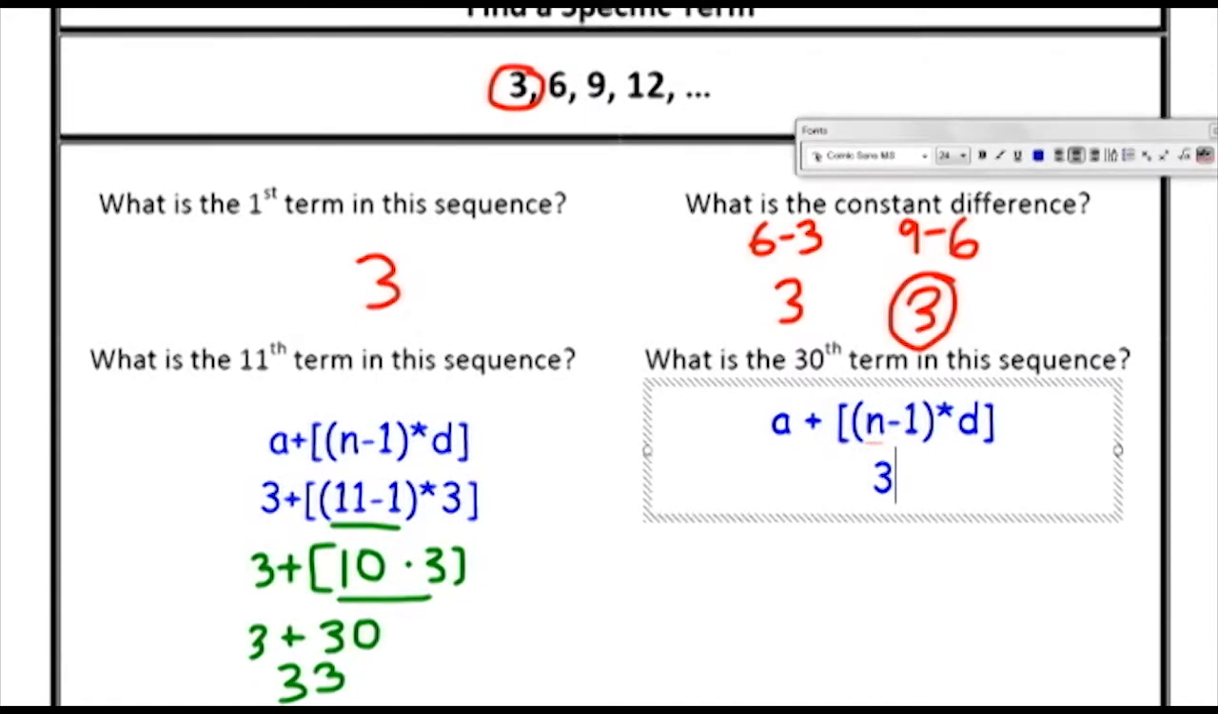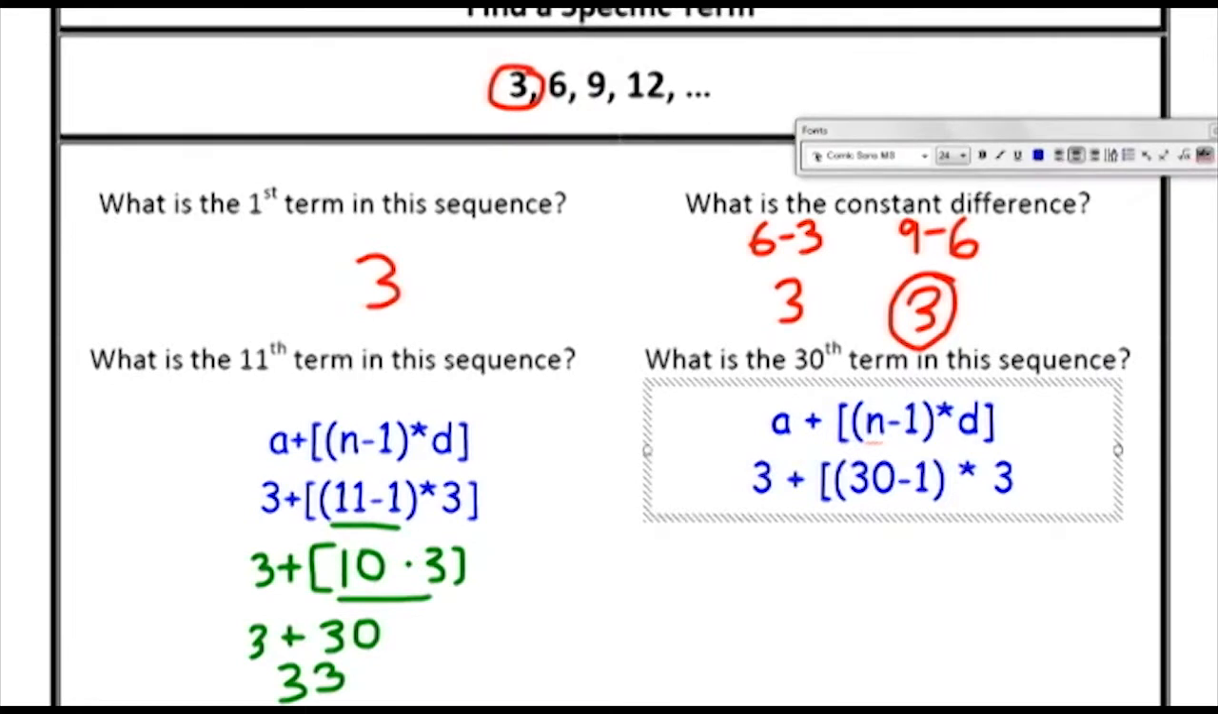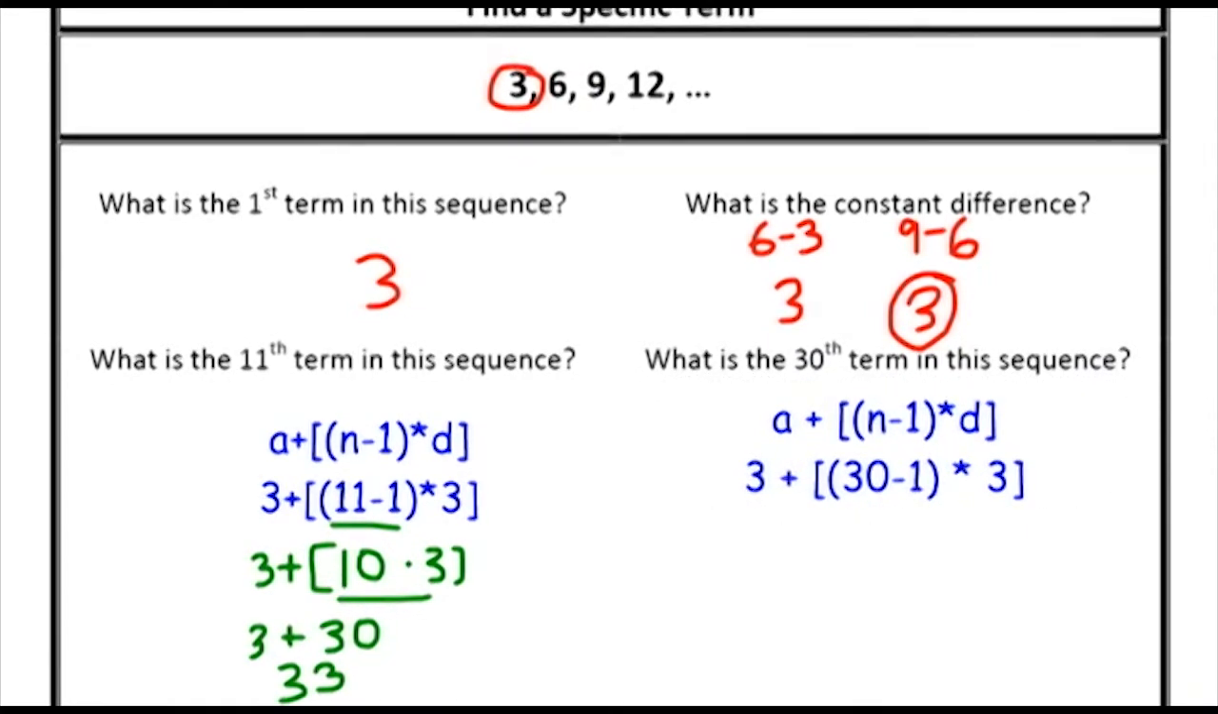3 plus, 3 being my first term in the sequence. n is my 30th term, so I'm going to put in 30 minus 1. 1 is always just 1. Times my constant difference. My constant difference in this case was 3. We found that by subtracting. Now I've created a nice little order of operations problem for myself. 30 minus 1 gives me 29.